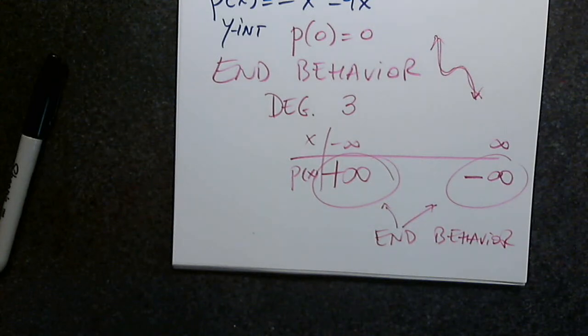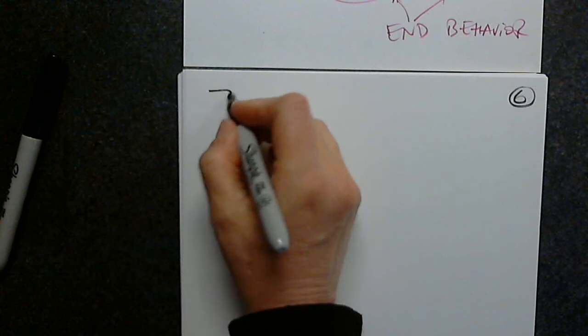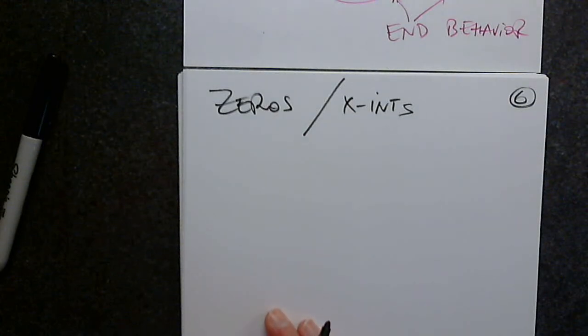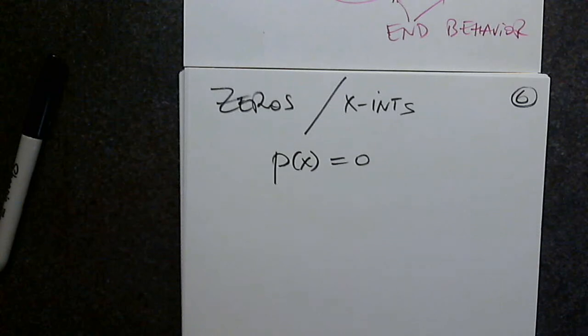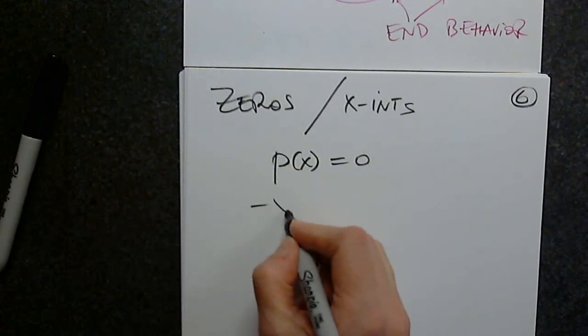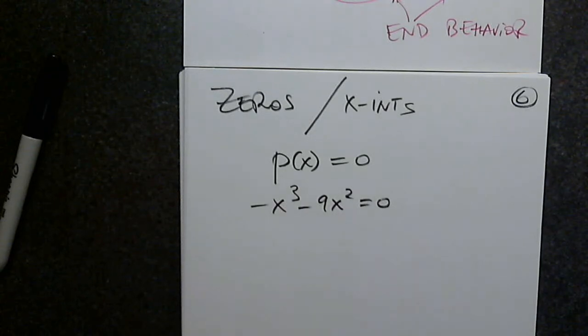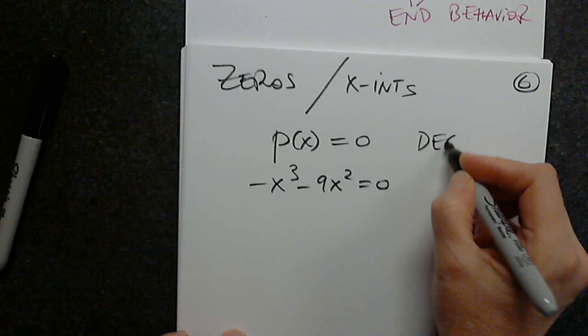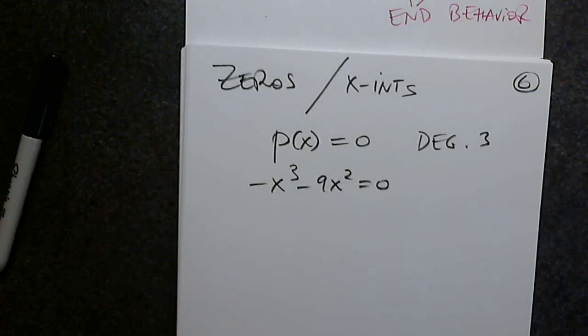Next question, determine the zeros of P and their multiplicities. I know you know this from pre-calc, but I would like to explain it again. How do I determine the zeros or x-intercepts for a function? Yes, set the function equal to 0. Our function is negative x cubed minus 9x squared equals 0. How many solutions would I have to come up with? Exactly the degree. If the degree is 3, which you told me already, let me write it again. Degree is 3, 3 solutions.